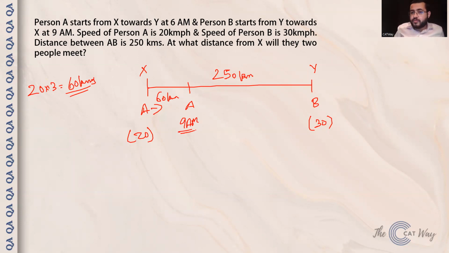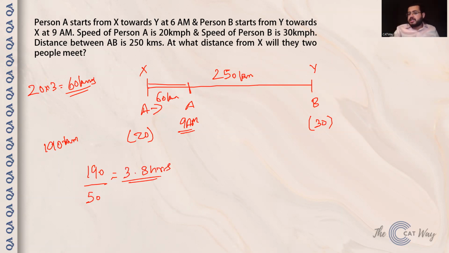Now from 9 a.m. onwards, both the bodies are in motion. And what we know is that out of 250 kilometers, A has already covered 60 kilometers. So the effective gap between them is left out to be 190 kilometers. And this 190 kilometers will now be covered with both the bodies in motion, with the relative speed, the summation of both the speeds, that is 20 plus 30, 50. So how much time will they take? They will take another 3.8 hours.